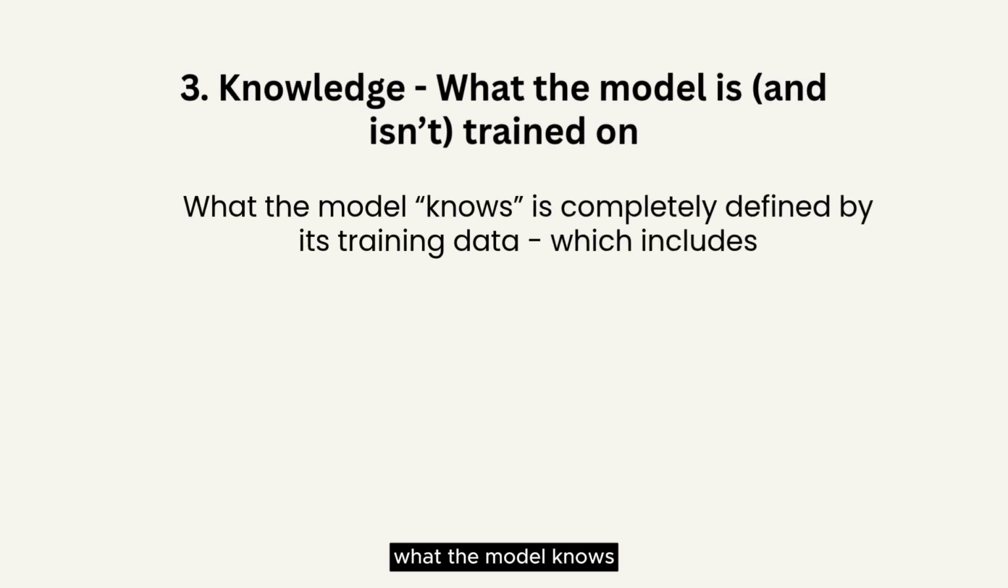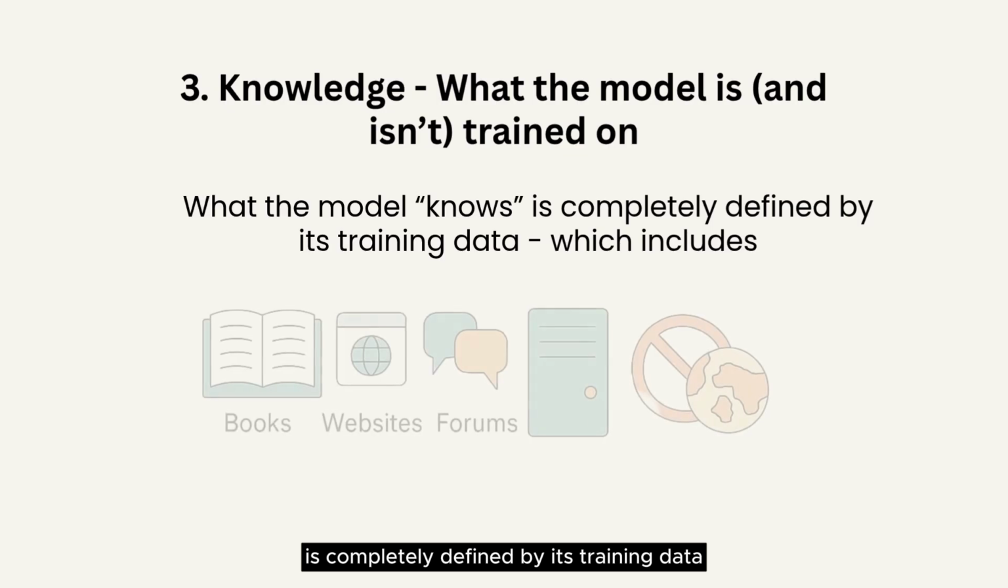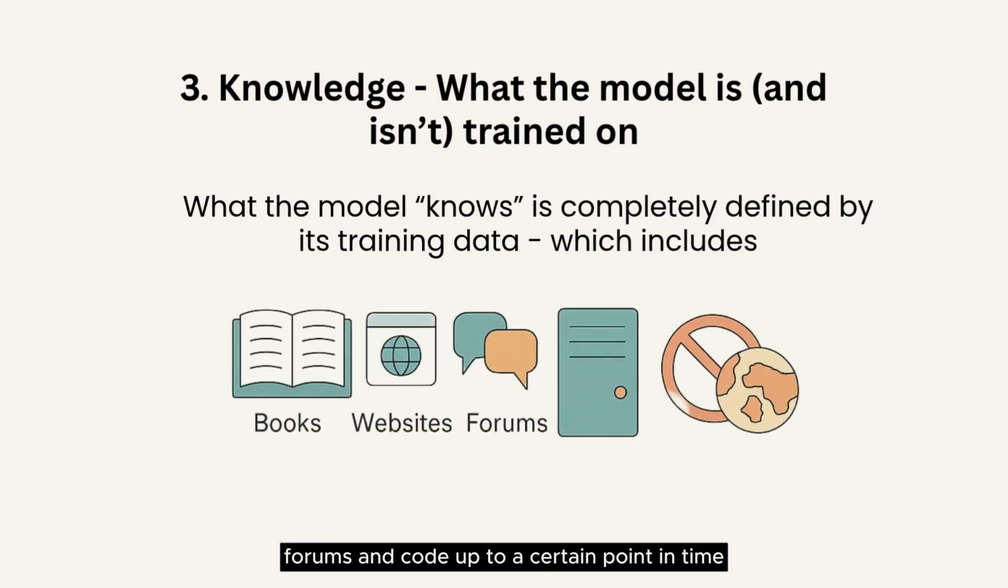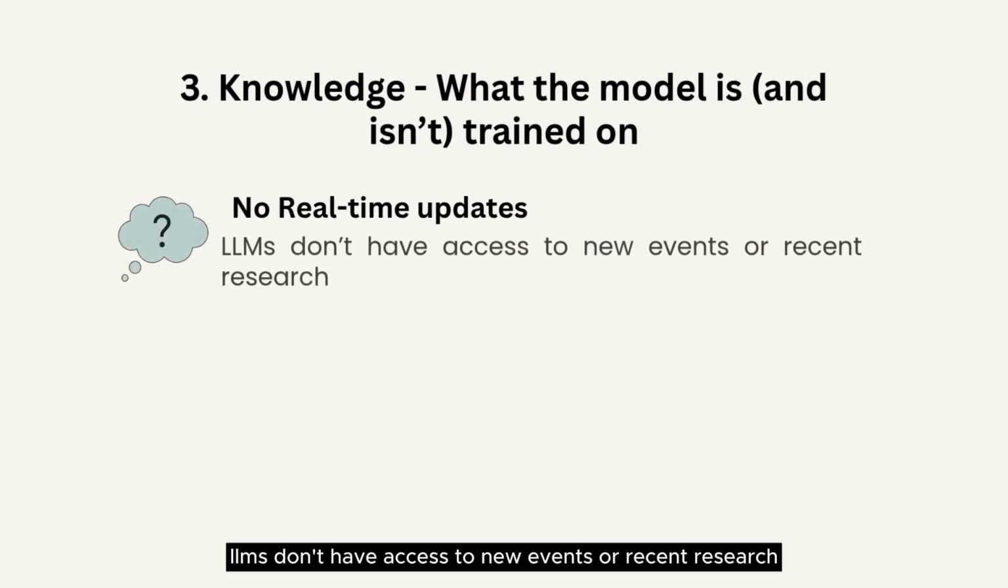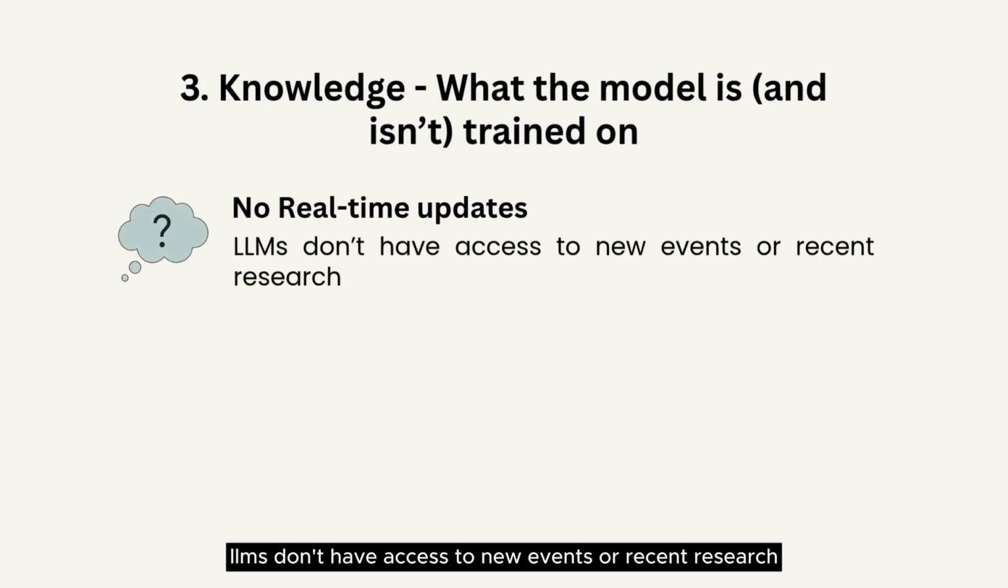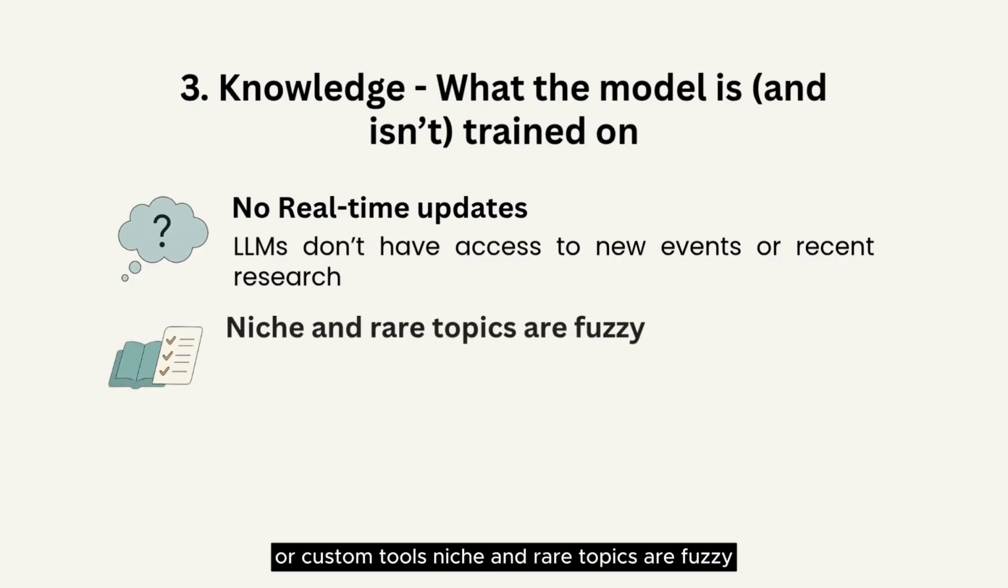3. Knowledge. What the model is and isn't. Trained on what? The model's knowledge is completely defined by its training data, which includes books, websites, forums, and code up to a certain point in time. No real-time updates. LLMs don't have access to new events or recent research unless it's specifically added through plugins or custom tools.